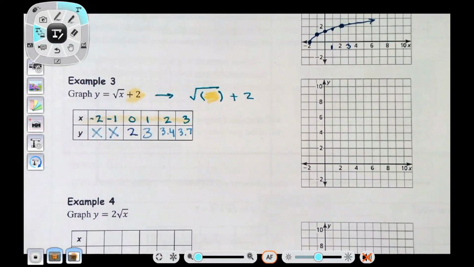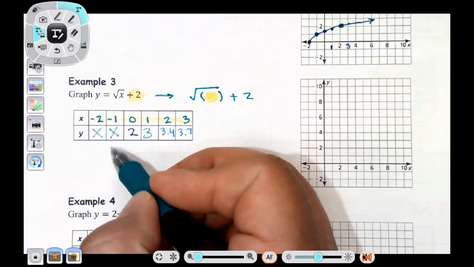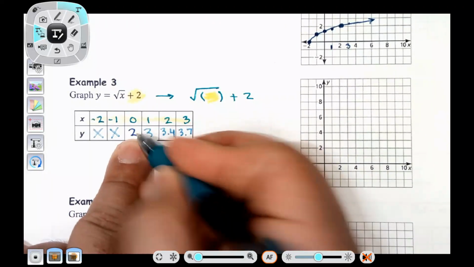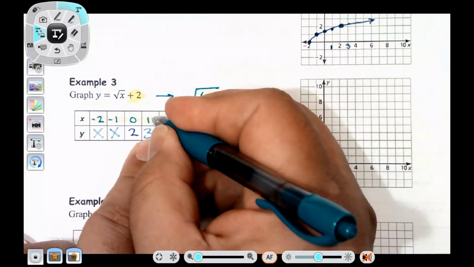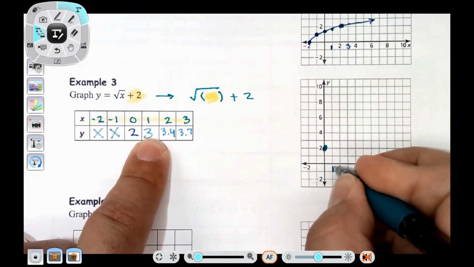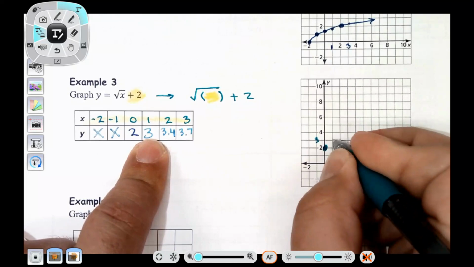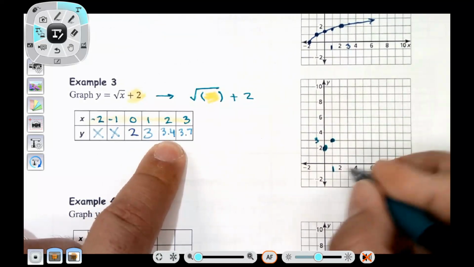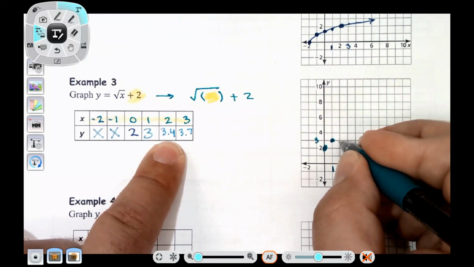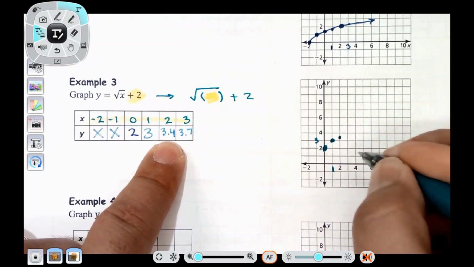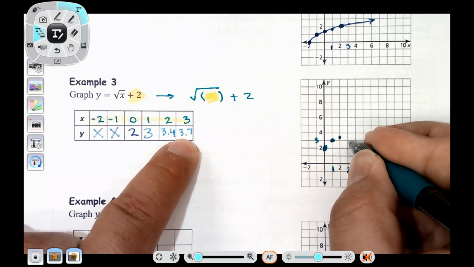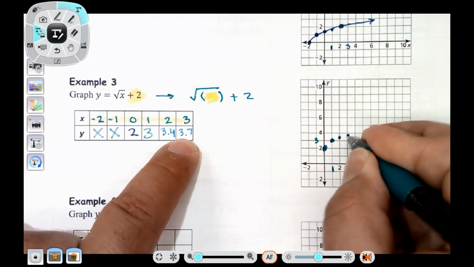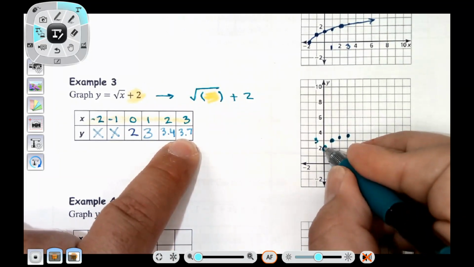So let's draw it out. So here we go. All right, none of these numbers work. That's less points for me. At 0, I go up 2. At 1, I go up to 3. At 2, I go up to 3, but then I go a little bit over because it's 3.4. At 3, I go up to 3 again, but then I need to go even just a little higher because of the 3.7. And then there it is.